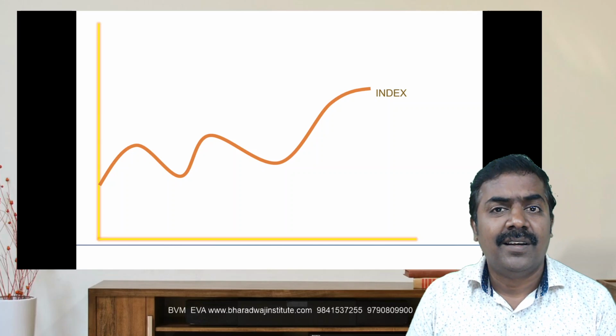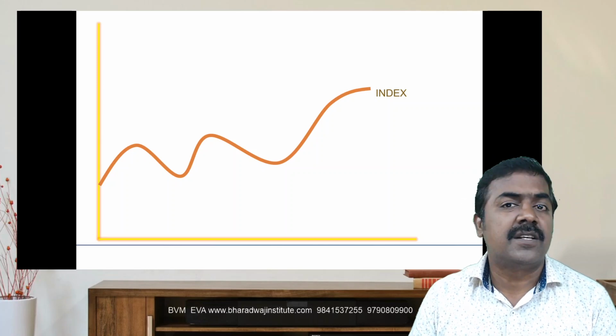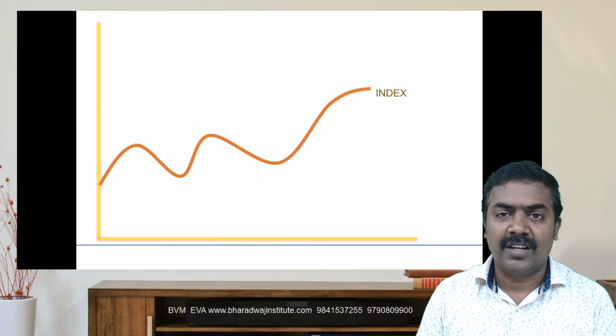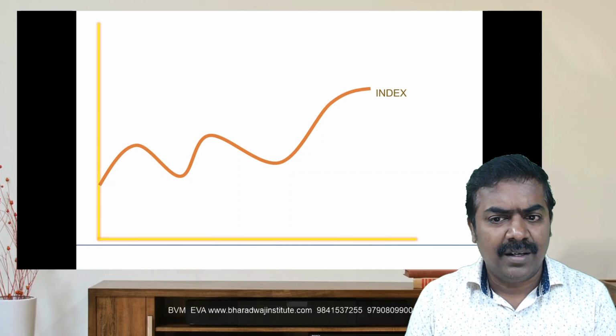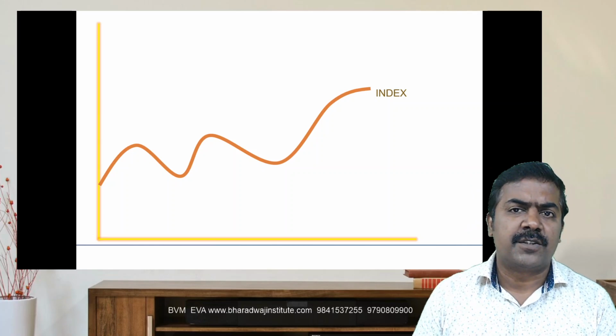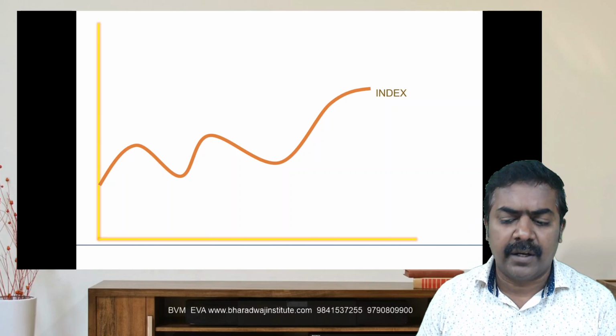What is an index? It is an average of share prices purchased and sold. Listed company share prices purchased and sold. It can be BSE or NSE. It represents the average value of shares bought and sold. If it goes up, prices are going up. If it goes down, prices are going down.